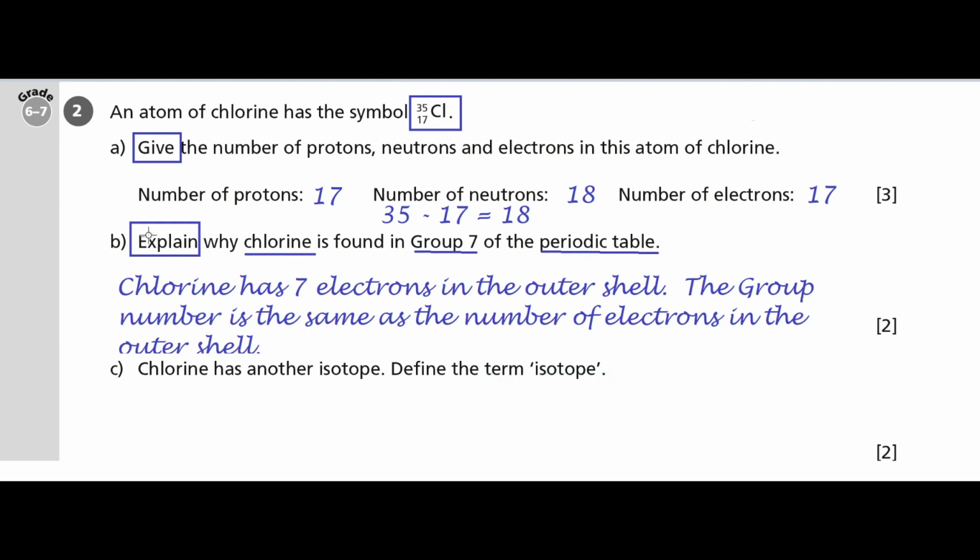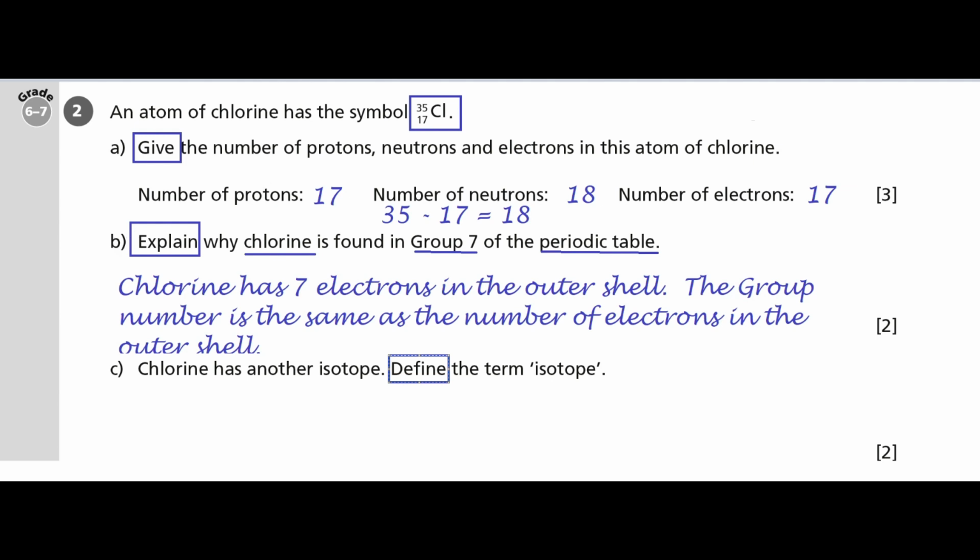Chlorine has another isotope. Define the term isotope. So the command word here is partway in the question, unlike the first two parts where it was actually the beginning part of the question. Define. That means state simply the meaning of the word.